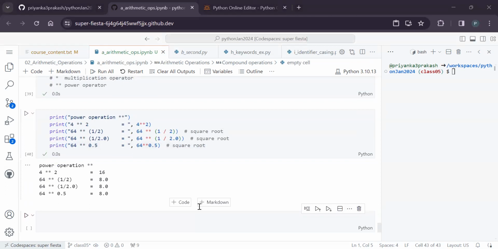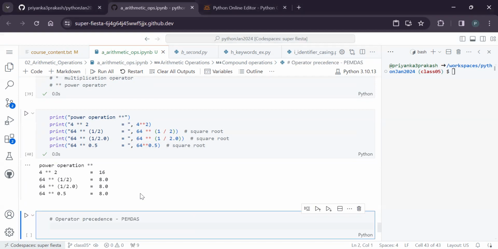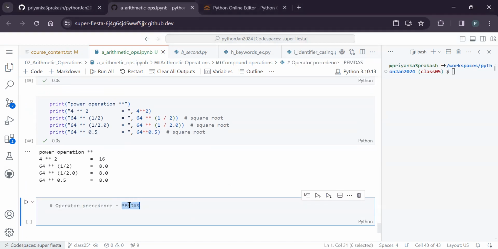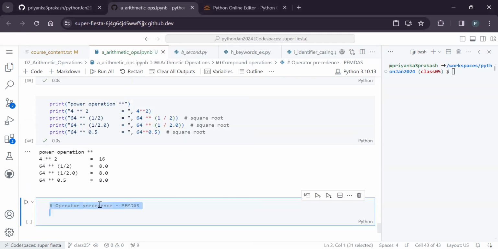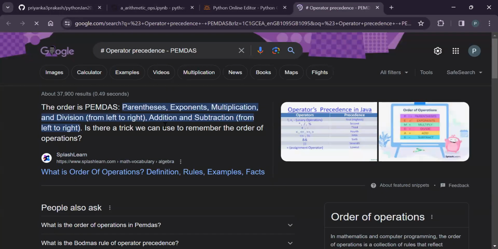And here, there is one interesting concept called PEMDAS, which you should be aware of. In Python, there is a concept called operator precedence, and for that we have PEMDAS. PEMDAS means parentheses, exponent, multiplication, and so on, in this order.